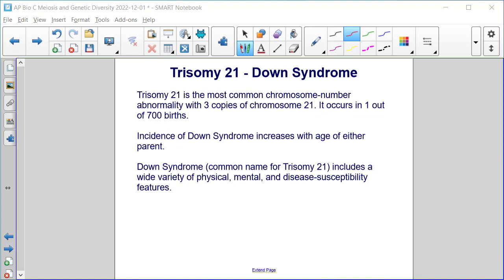Trisomy 21 is the most common chromosome number abnormality, with 3 copies of chromosome 21. It occurs in 1 out of 700 births. Incidence of Down syndrome increases with age of either parent. Down syndrome, the common name for trisomy 21, includes a wide variety of physical, mental, and disease susceptibility features.